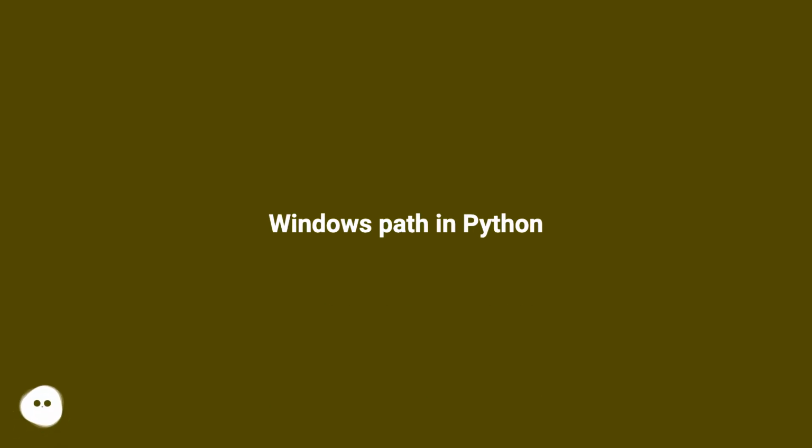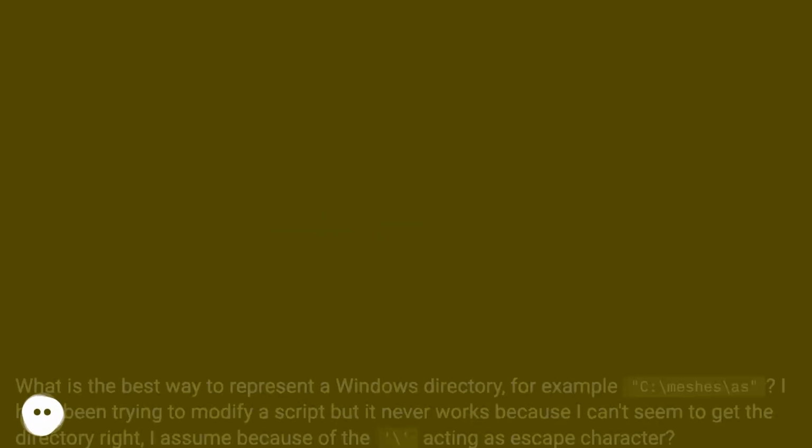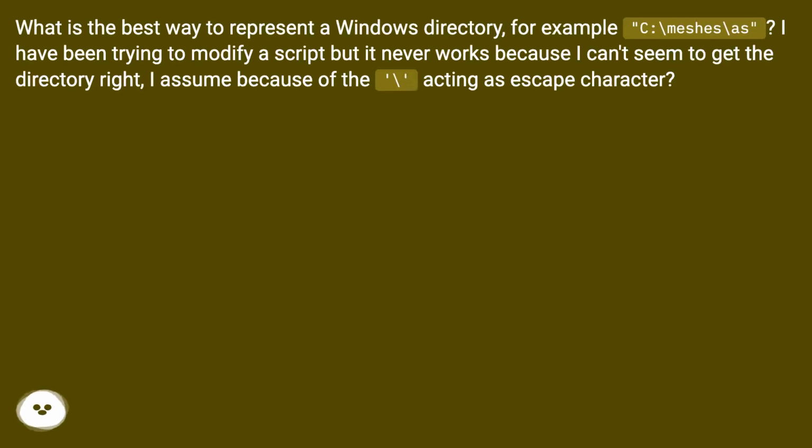Windows path in Python. What is the best way to represent a Windows directory, for example c:\meshes\as? I have been trying to modify a script but it never works because I can't seem to get the directory right, I assume because of the \ acting as escape character.